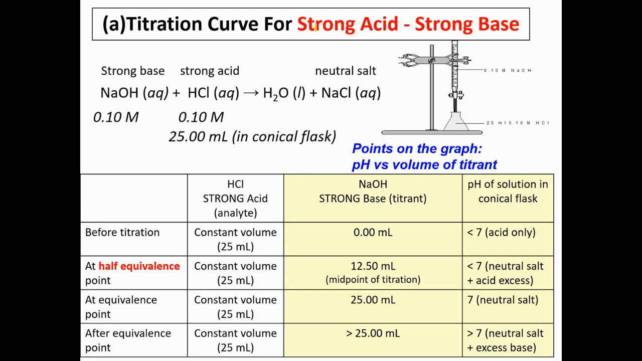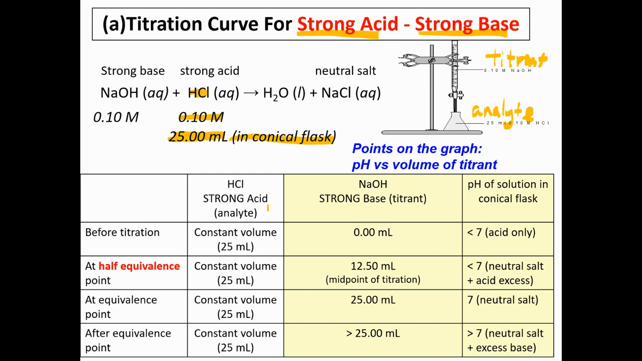Now let's look at one example, strong acid and strong base. We have sodium hydroxide and hydrochloric acid. If we look at the information given, HCl is the analyte because we know the concentration and also the volume. It is in the conical flask, so our titrant will be NaOH.